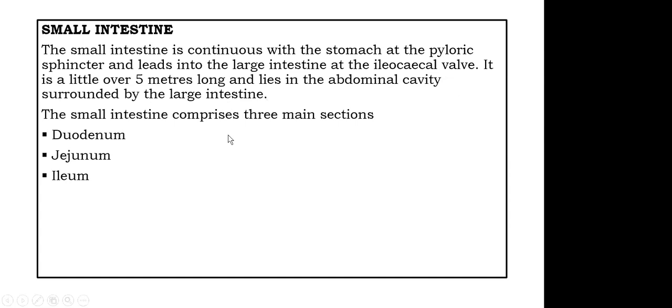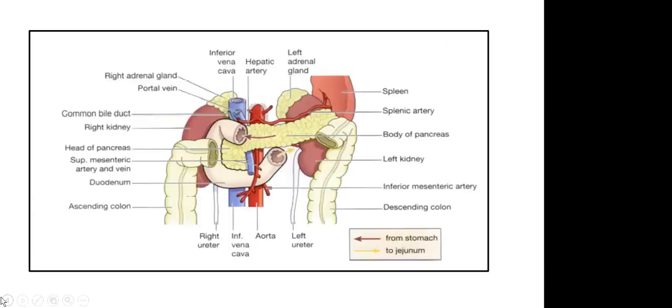What does the small intestine comprise of? We should know this one. The small intestine contains the duodenum, jejunum, and ileum. What is this duodenum? I'll show you in the picture.